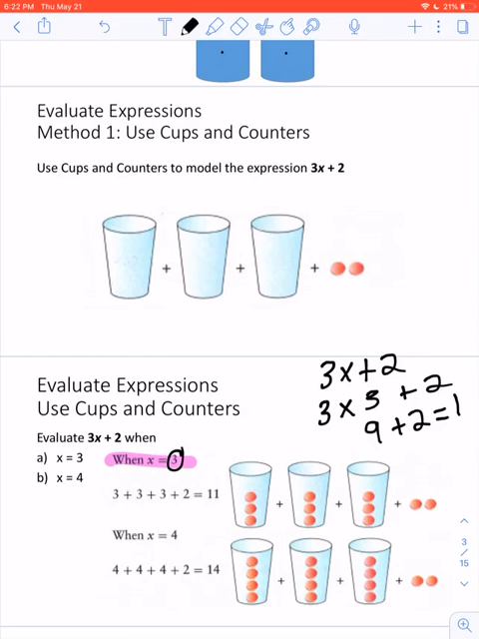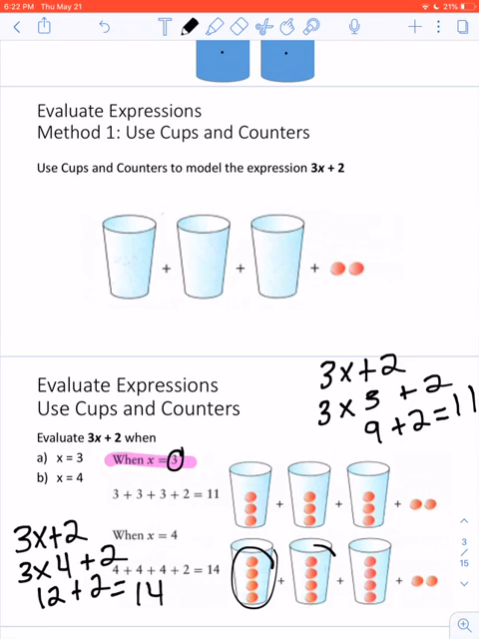The next question shows when x is 4. Same thing. If I put that in, 3x plus 2, 3 times 4 plus 2. 12 plus 2 equals 14. If there's 4 counters in each of the cups, I have 4, 8, 12, 14.